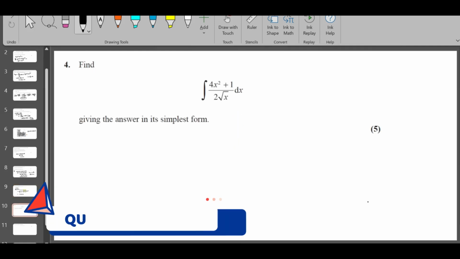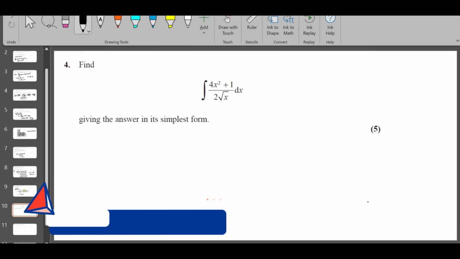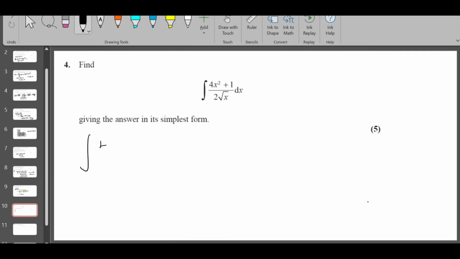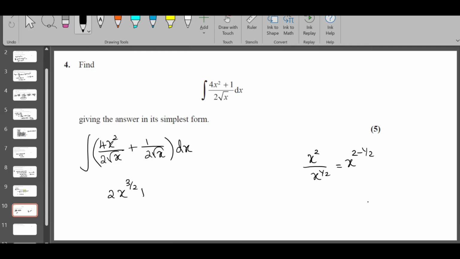Question number 4, just an integral question, it's a 5-mark question. Divide each term by 2 root x separately. 4 square x square by 2 root x, 1 over 2 root x dx. So 4 over 2 is 2, x square over root x is x power 2 minus half, which is 4 minus 1, 3 over 2, x power 3 over 2 plus half. You put this on top, it becomes x power minus half dx.